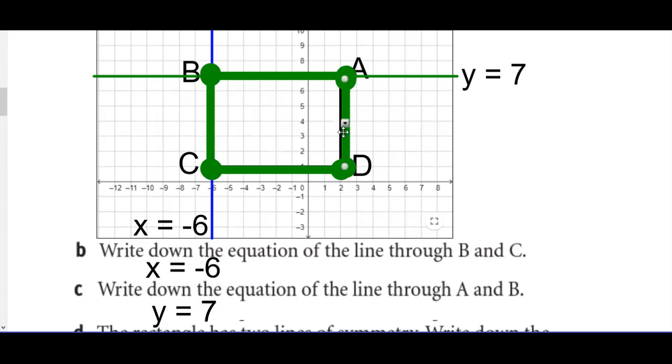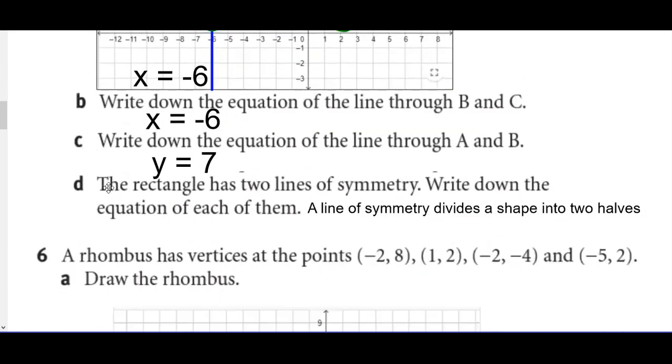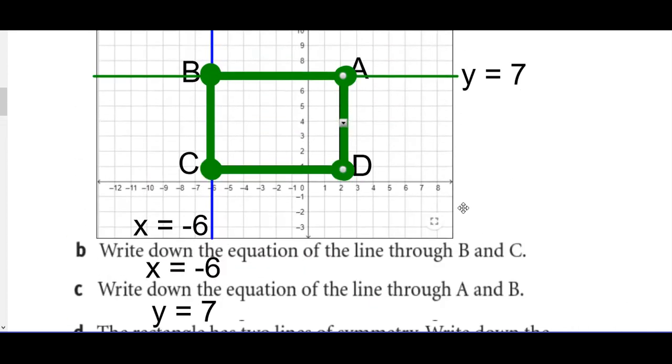What we are supposed to do is to find where the lines of symmetry lie. Where are the lines of symmetry? Okay, we have to find where the lines of symmetry are. Now, the question says the rectangle has 2 lines of symmetry. Write down the equation of each of them. Let me show you the first line of symmetry of this rectangle.